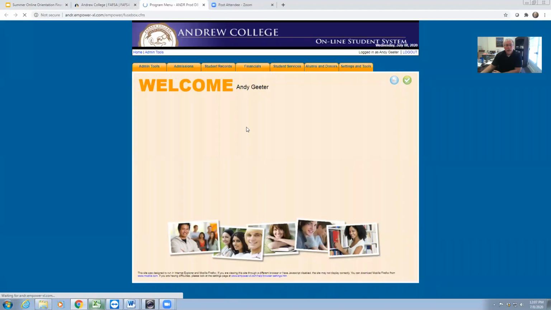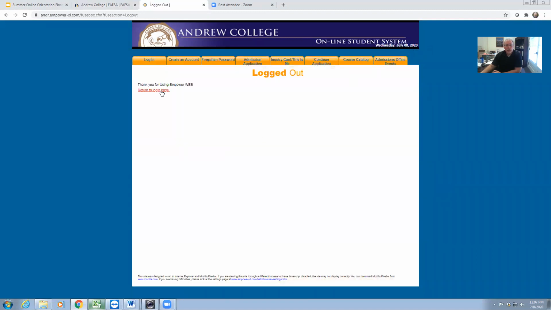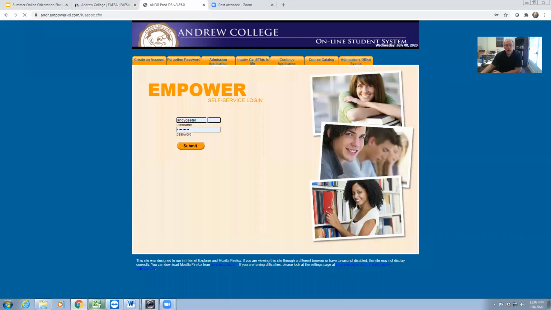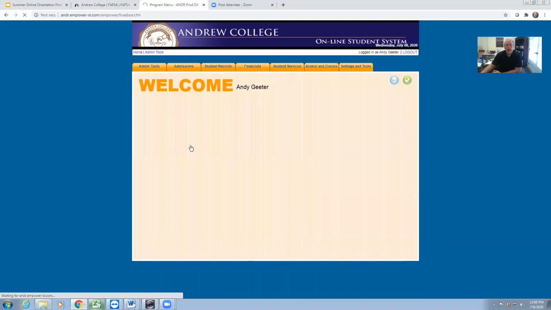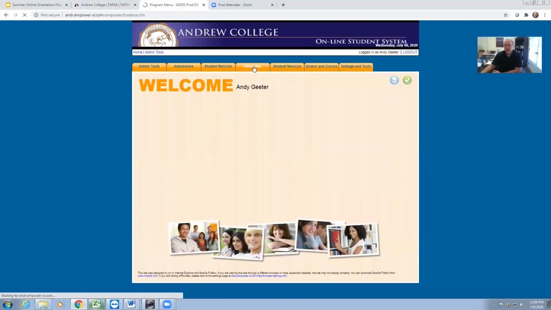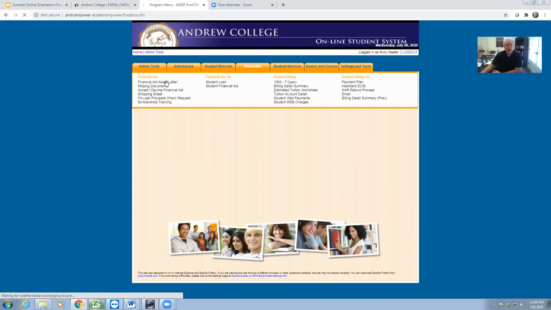It's already welcoming me, but typically, let me log out here for a second. Login page. You would log in using your username and using your password. These were on your acceptance letter. So down at the bottom, you'll have your username and your password for Empower. Once you submit that, you'll see a Financials tab. You can click on that Financials tab, then click on Financial Aid Award Letter.